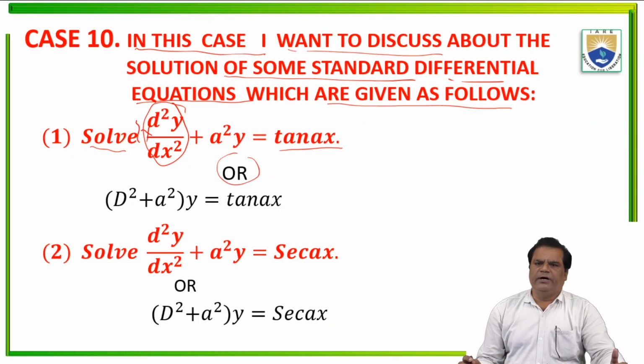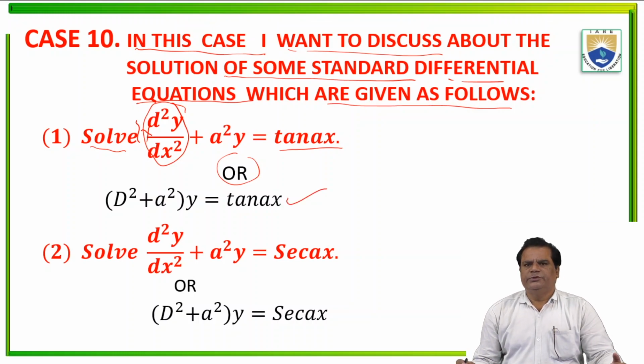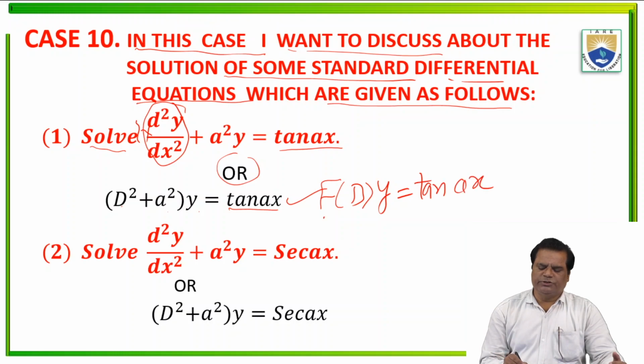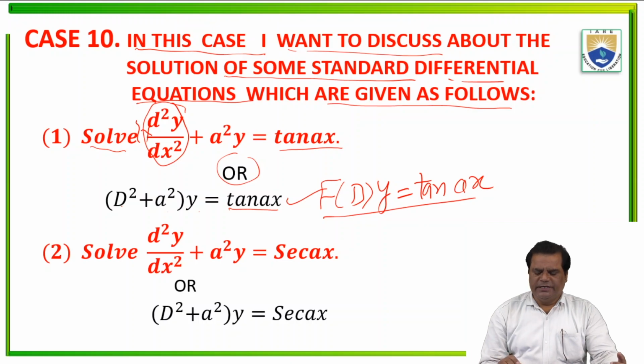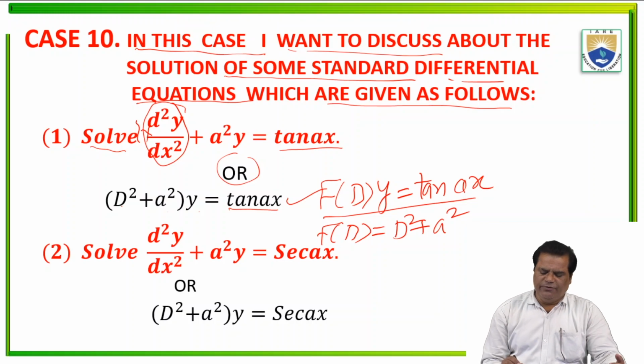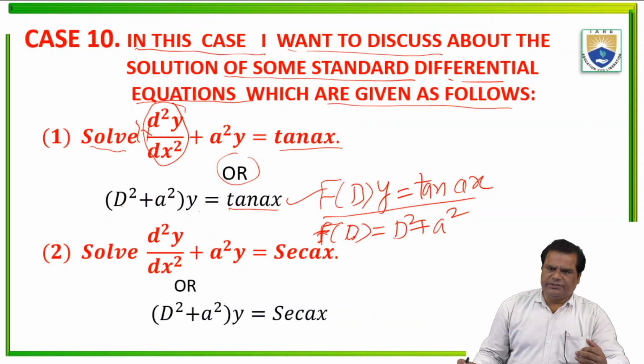Otherwise, we can write this equation 1 in a second form. The second form is D square plus a square y equal to tan ax. This is the D form, meaning function of D. This equation is written as function of D into y equal to tan ax. What is function of D here? Function of D is D square plus a square. This is function of D. So this is the given standard equation.